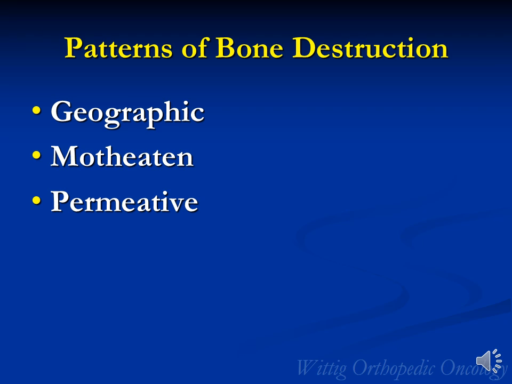Okay, we're going to go through the different patterns of bone destruction. I lump permeative and moth-eaten into a single category because usually they coexist with each other and they're indicative of a malignant process. A geographic lesion, which is fairly well circumscribed, or where you can make out the borders of the lesion, is usually indicative of a benign process.